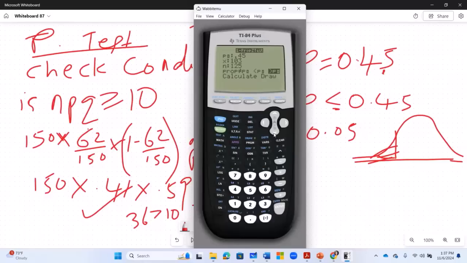So what is the random variable given to us in this question? The random variable given to us is 62. The sample size given to us in this question is 150. What kind of test are we doing? We're doing a left tail test. And I like to draw, so I'm going to draw.